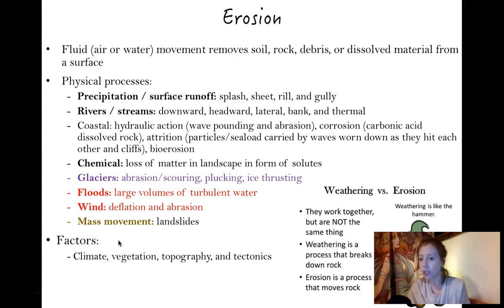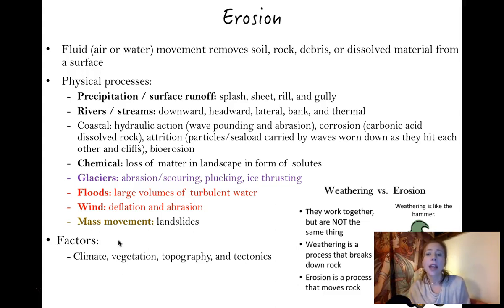So this is the precipitation, like rain falling out of the sky. So precipitation, surface runoff. There are different types of runoff from rain. There's splash, sheet, rill, and gully, different types of erosion. We get rivers and streams doing some down cutting based on their energy. Streams are highly energetic, you have lots of water moving along, and so you get down cutting. You also get cutting into the banks.